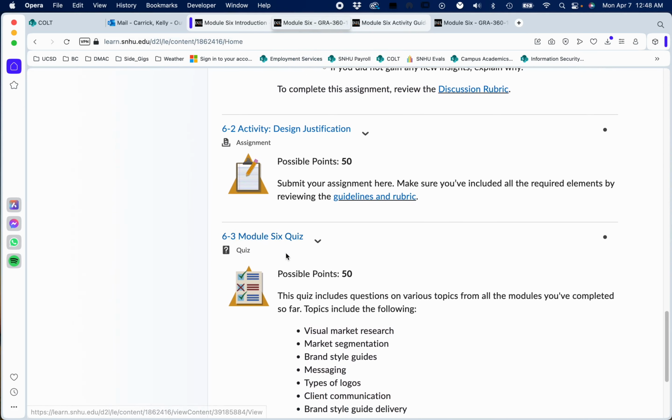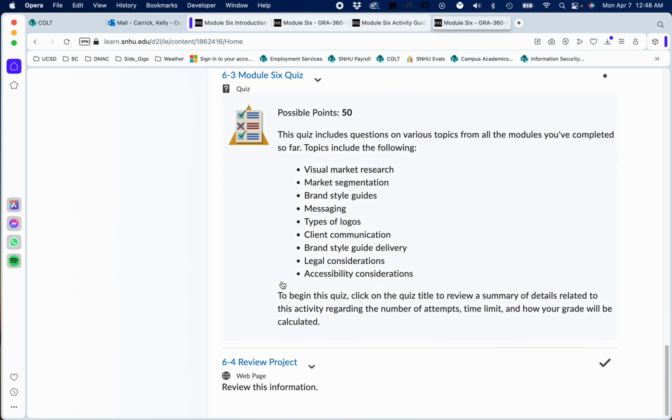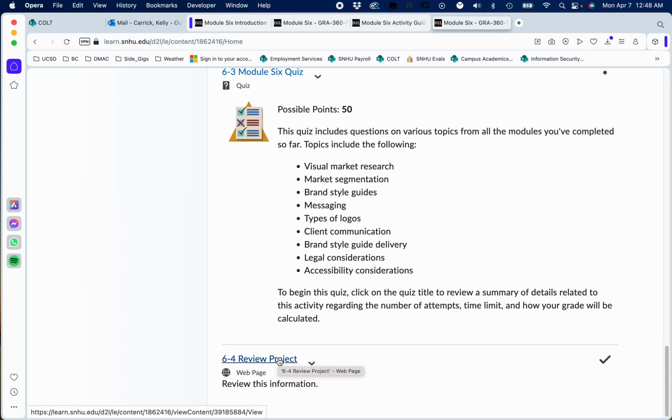There is a quiz as well. And then it also is showing you the 6.4 review project, just so you know that the information is coming up for the final in the class, what to kind of expect for that last week.